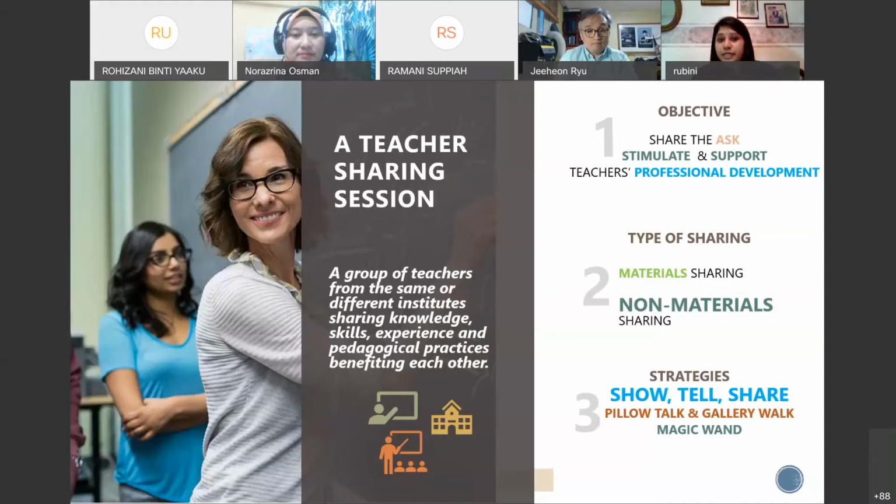There are three strategies in a teacher sharing session. Number one is show, tell, and share. Number two is pillow talk and gallery walk. And number three is magic wand. So I will be focusing on show, tell, and share, a teacher sharing session using the strategy show, tell, and share.